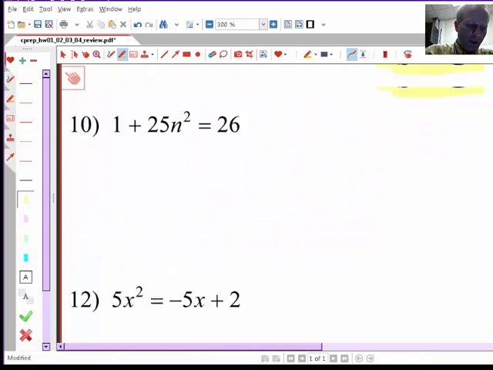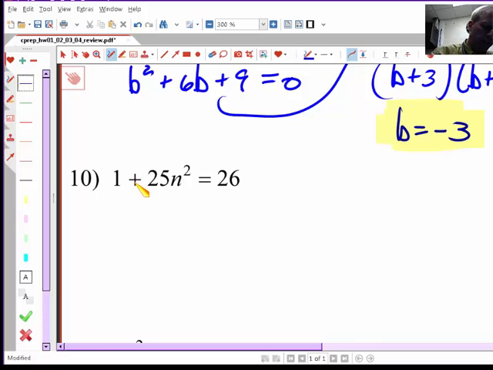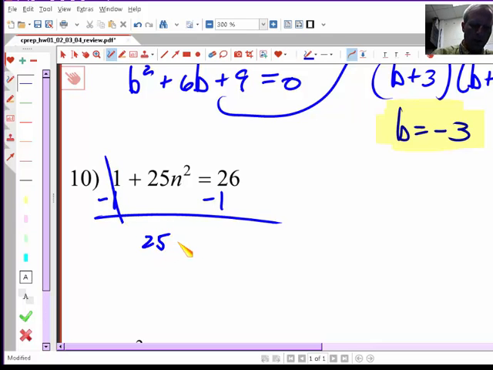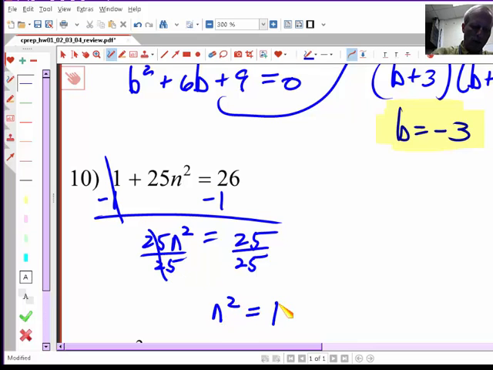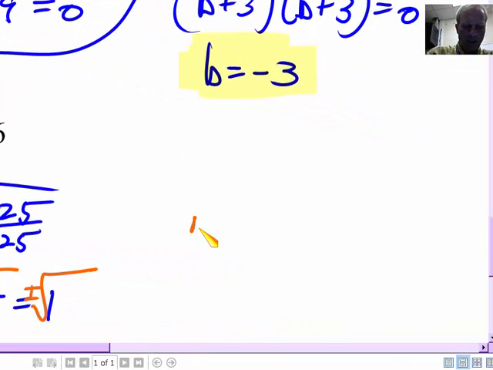Alright, just a few to go here. Let's see, this one I'm also going to solve by taking the square root, so I need to isolate the n squared on the left side of the equation. I get n squared equals 1. Do plus or minus square root of both sides. I get n equals plus or minus 1.